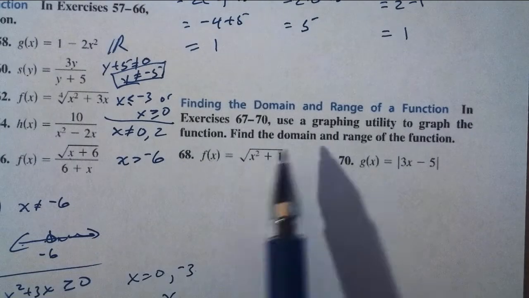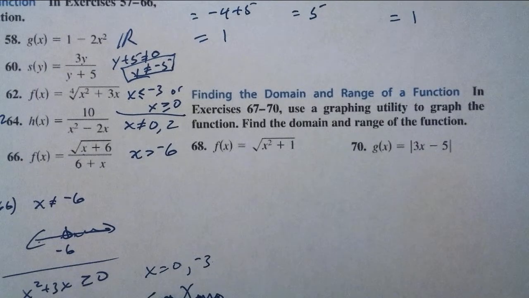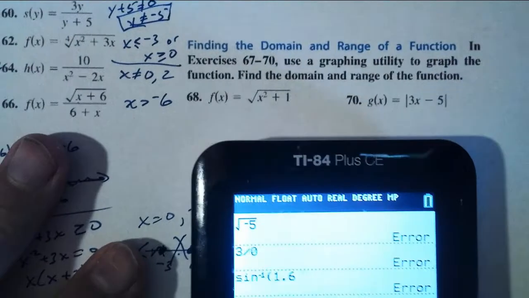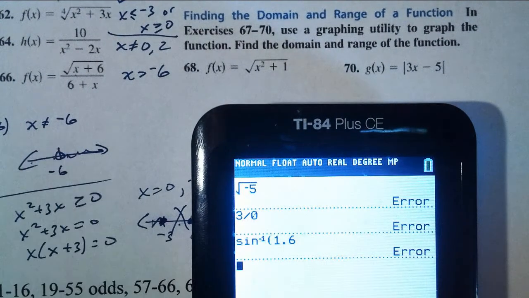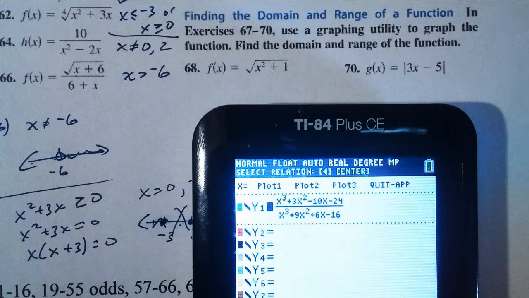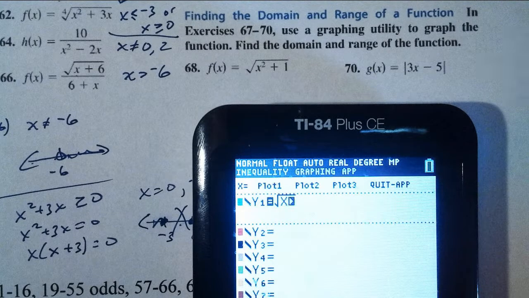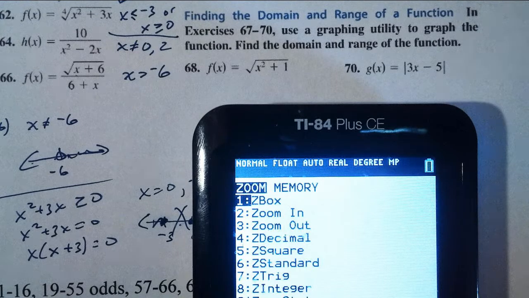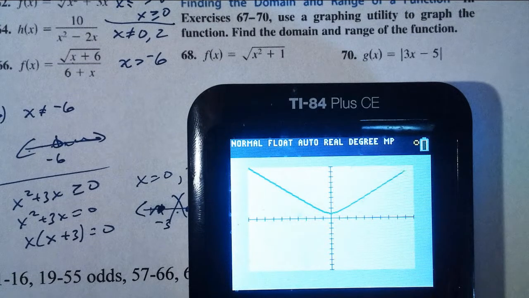Okay, 67 to 70, use a graphing utility. So here our first instructions are graphing utility to graph the function, find the domain and range. So let's take a look. Okay, I'm going to go into y equals and clear out this giant mess. And I'm just going to put square root of x squared plus 1, and I don't usually just hit graph. I usually go zoom, and in this case I'm going to go zoom standard, so I'm just hitting a 6 right now. Zoom 6, and we're supposed to figure out our domain and range.